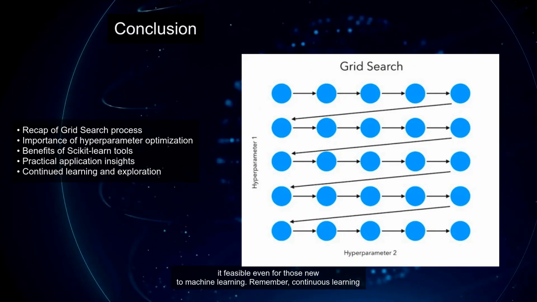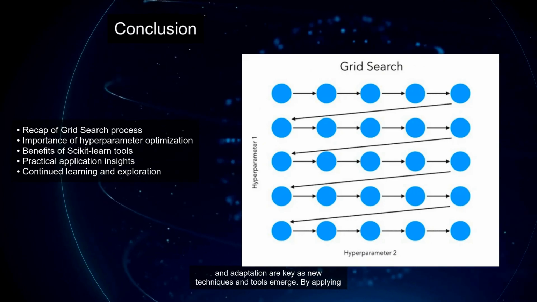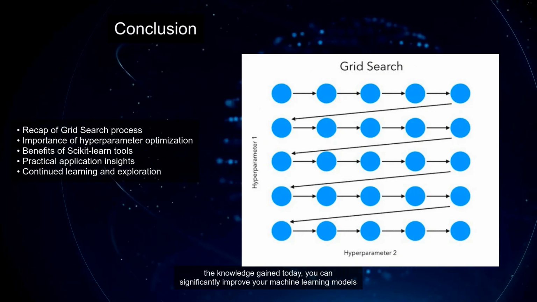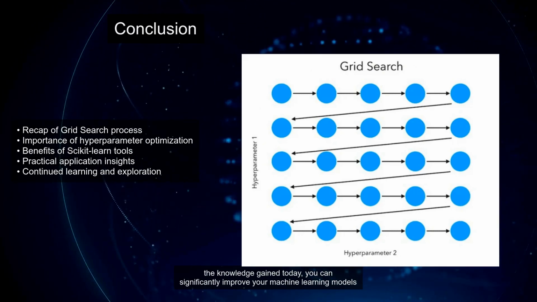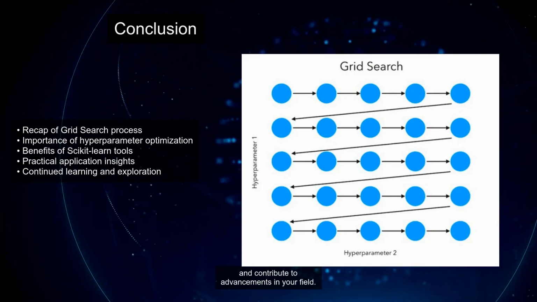Scikit-learn provides accessible tools that simplify this process, making it feasible even for those new to machine learning. Remember, continuous learning and adaptation are key as new techniques and tools emerge. By applying the knowledge gained today, you can significantly improve your machine learning models and contribute to advancements in your field.